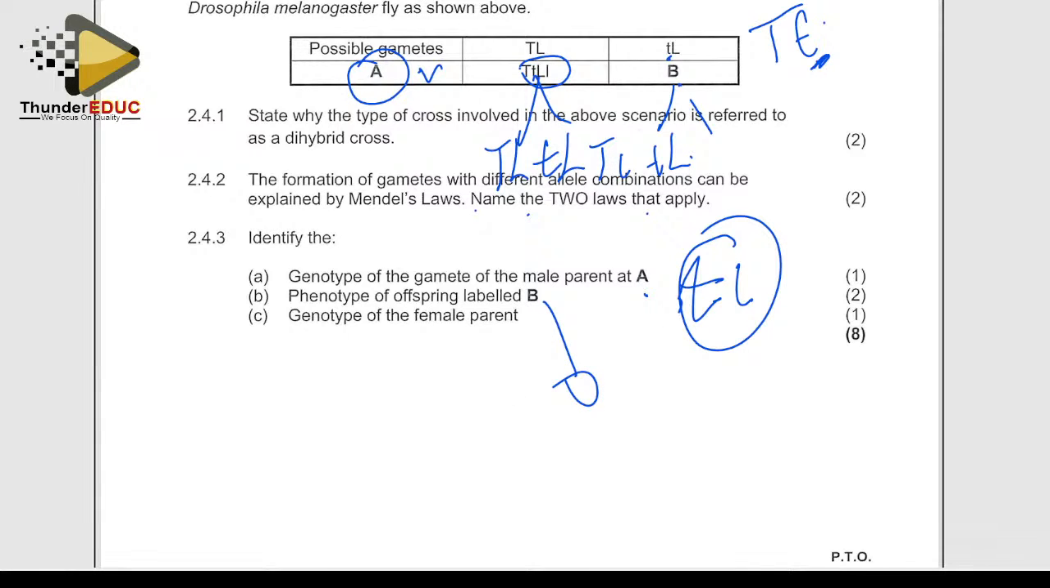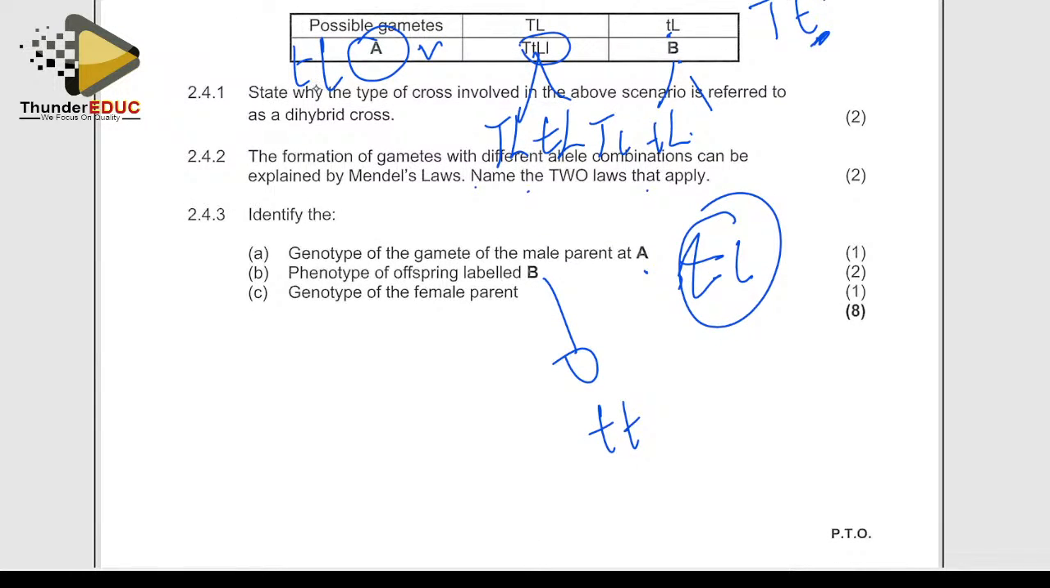Then the genotype of offspring B. Since I know this, capital T, small t, small l, I'm going to say capital T, small t, small t, and then small l, capital L. So that is Mendel's law of dominance, meaning that if the dominant allele is there, a recessive allele can't express. And then you start with the capital letter. So that is the genotype for individual B.